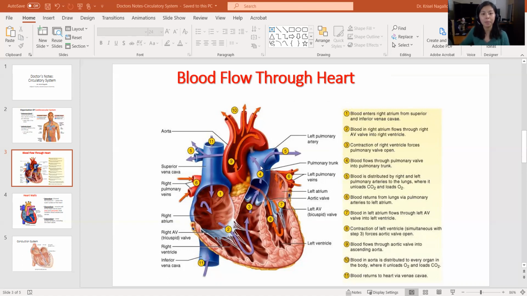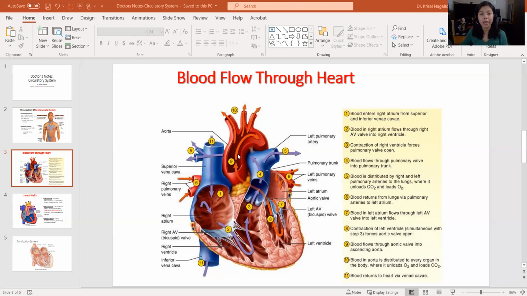Now, this pulmonary trunk will eventually bifurcate. That's a fancy medical word for splitting off. So the reason why it bifurcates is because half of the blood is going to be directed to the left lung, whereas the other half will be directed to the right lung. And then what you have here are the pulmonary arteries.